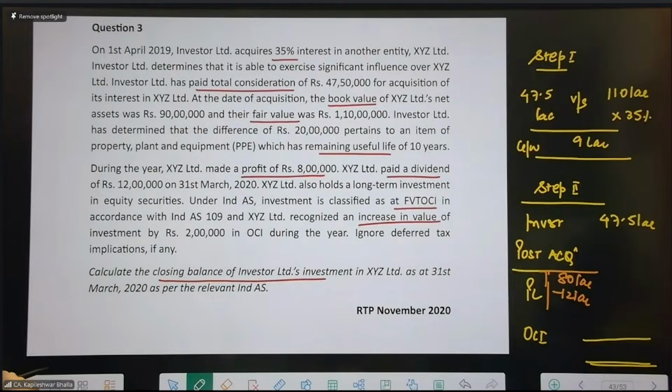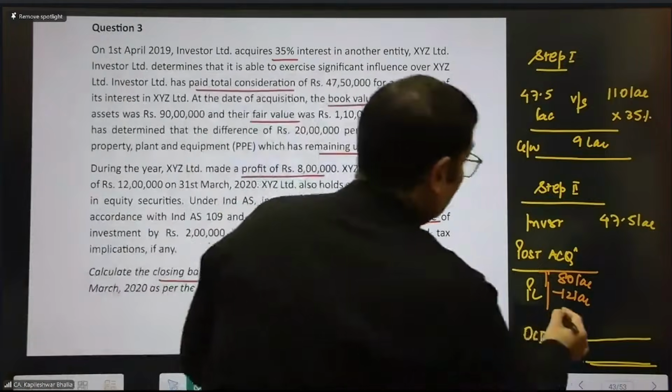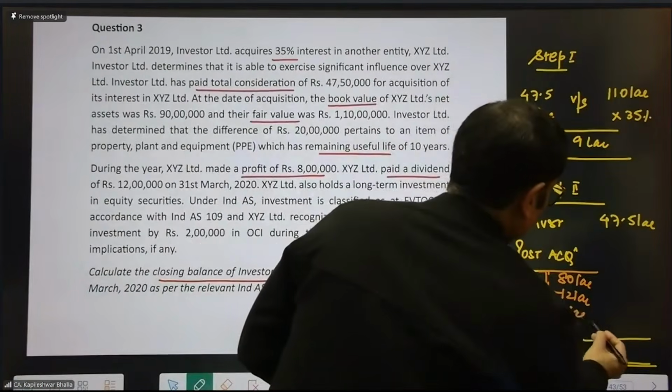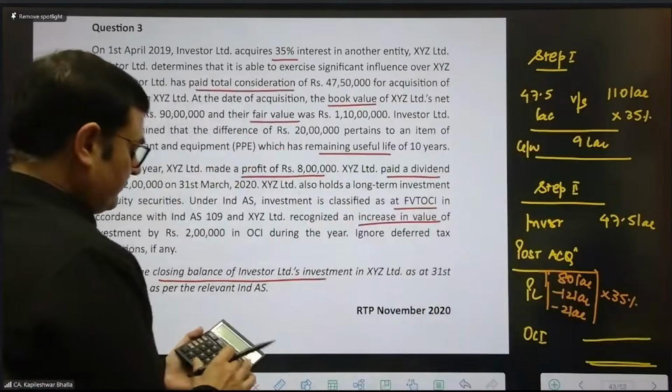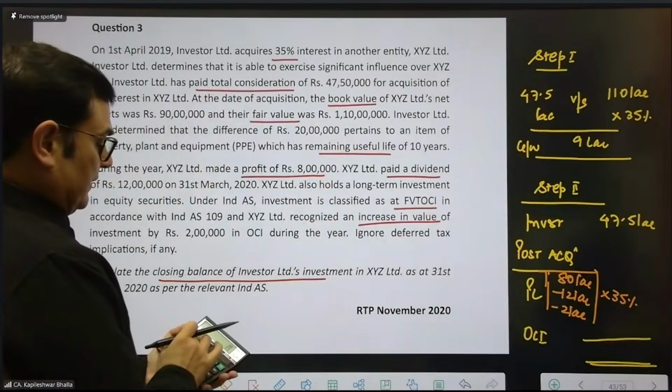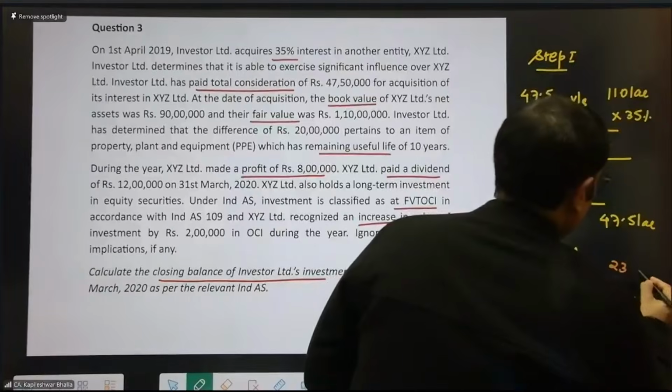Additional depreciation, right? Can I say the additional depreciation will be what? 20 lakhs and the remaining life is 10 years. So 2 lakh is the depreciation. And we consider 35% share. So 80 minus 14 into 35%. That's, I think, 23.1 lakh.